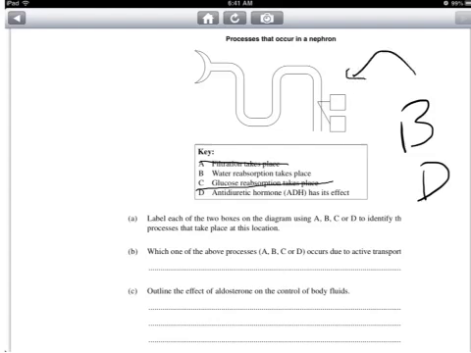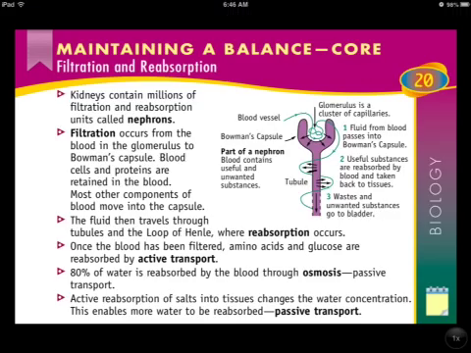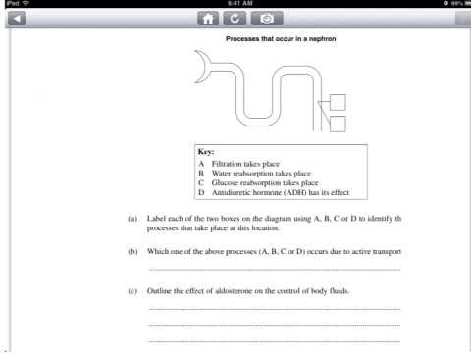Which of the above processes A, B, C or D occurs due to active transport? If we have a look at this summary slide here, it states that once the blood has been filtered, amino acids and glucose are reabsorbed by active transport. So which one of these processes is due to active transport? It states that glucose reabsorption takes place through active transport, so the answer would be C.